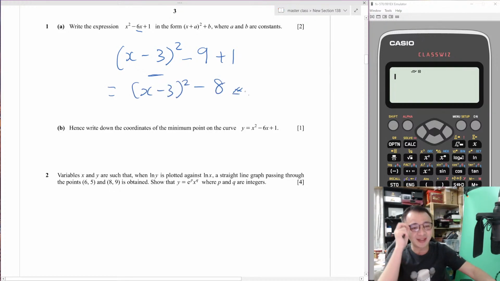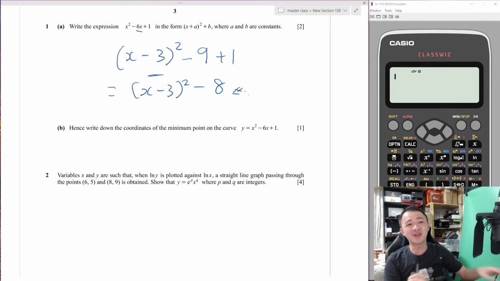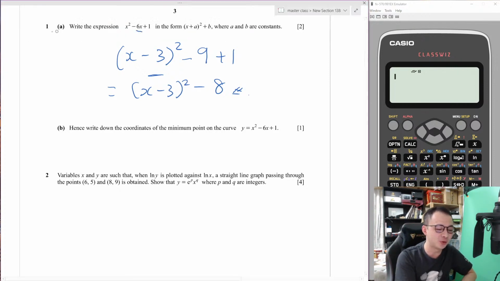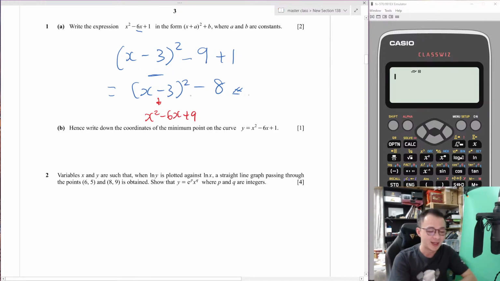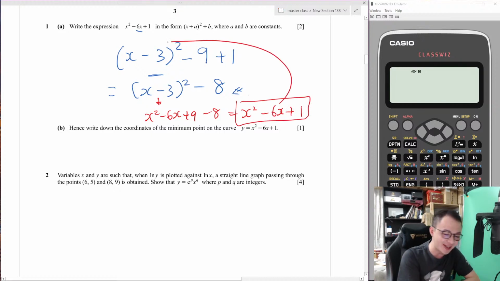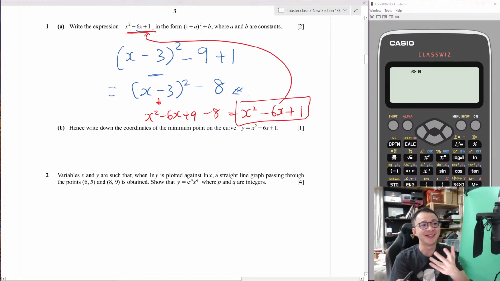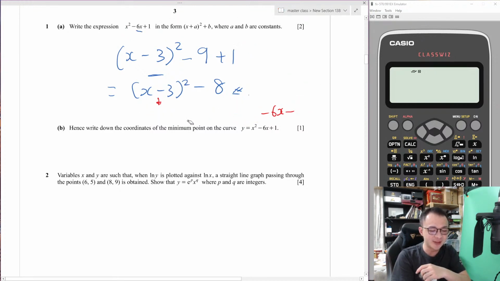Some students might think, sir, are you sure this is the correct answer? How am I going to show my answer is correct? This process is checking, so you do not need to write it in the exam. If I expand the bracket x minus 3 squared, then minus 8, I get x squared minus 6x plus 1, which is exactly the same equation from the very beginning. So I'm very sure my answer is correct. This is the short form.